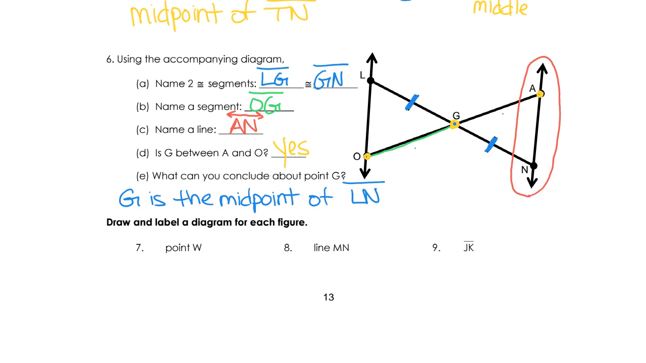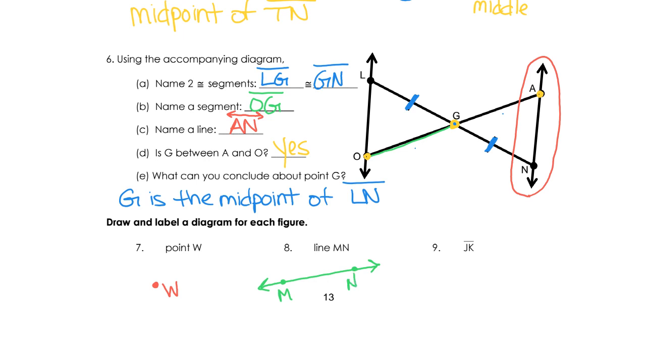Number 7, pretty easy. Draw and label a diagram of each figure. Point W, a point is just a dot. Capital letter W will name it. Next one up, we have line MN, so we can just draw a straight line. It is a line, so we're going to put arrows. And they asked us to name it MN, so we'll put 2 points on it, and we'll call one M and one N.